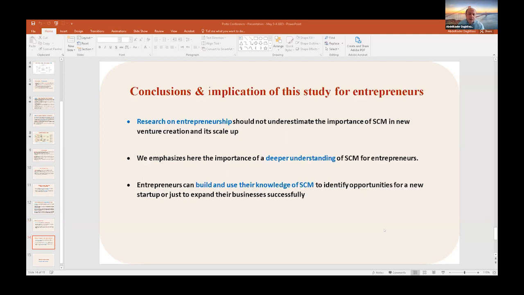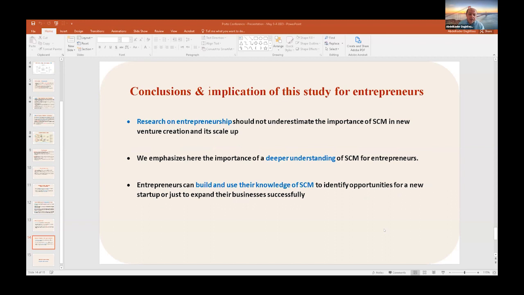And in conclusion, an implication for entrepreneurship. Research on entrepreneurship should not underestimate the importance of supply chain management in new venture creation and its scale-up as well. We definitely emphasize here the importance of a deeper understanding of supply chain management by and for entrepreneurs. So entrepreneurs can build and use their knowledge of supply chain management to identify opportunities and also to expand their business successfully.